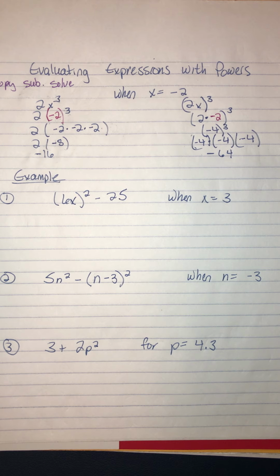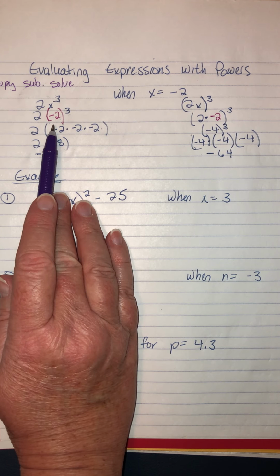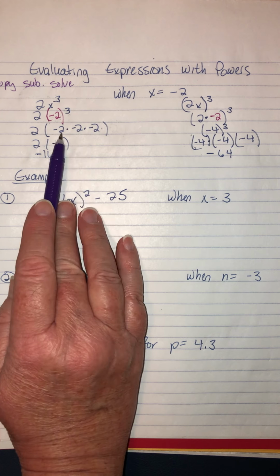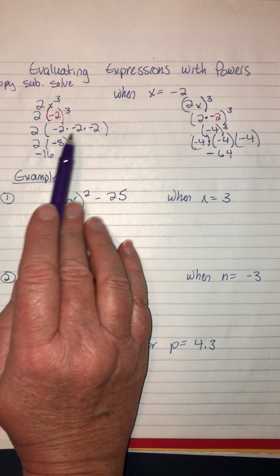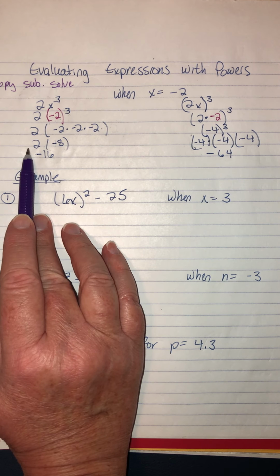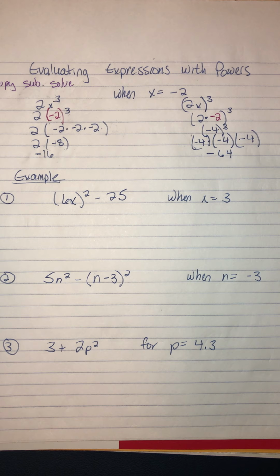So I copied my problem down, I substituted my negative 2 in for my x, and then I'm going to solve it. And because my negative is in the parentheses, it's going to stay with my 2 when I'm multiplying. So negative 2 times negative 2 is positive 4, times negative 2 is negative 8. Then I'm going to come back and I'm going to finish this out. I know with my order of operations, exponents always comes first. Okay? Comes before regular multiplying. So then I have 2 times negative 8 gives me negative 16 for my final answer.